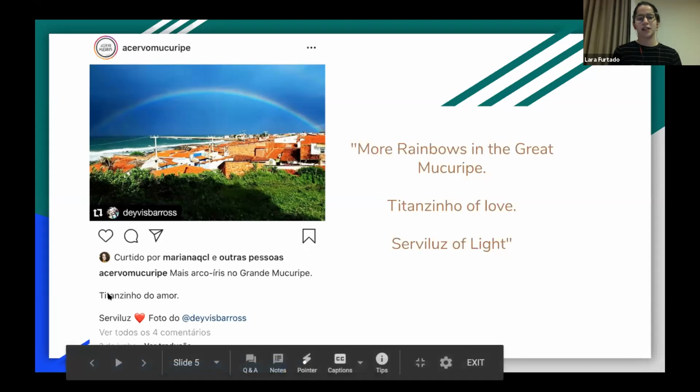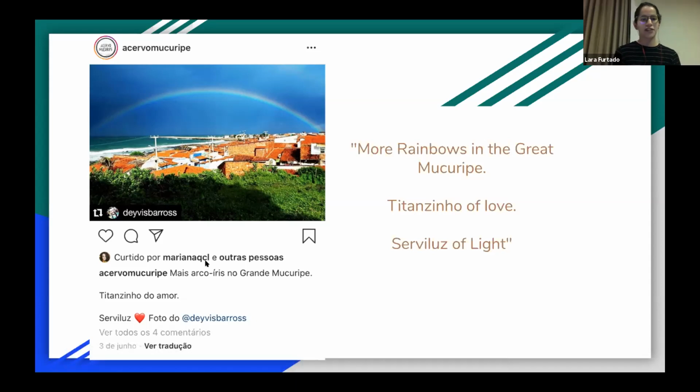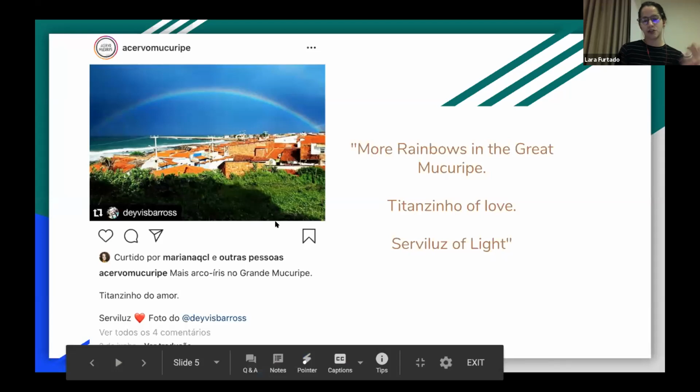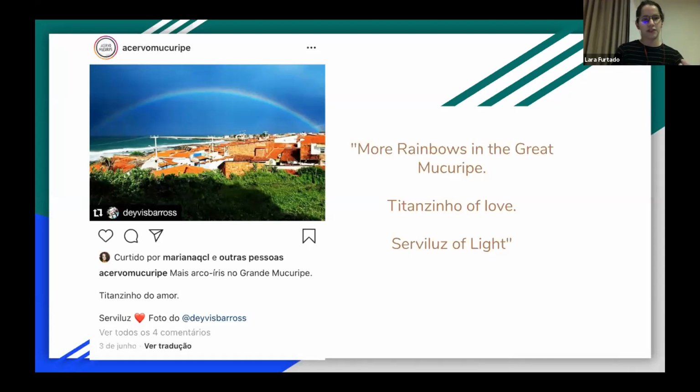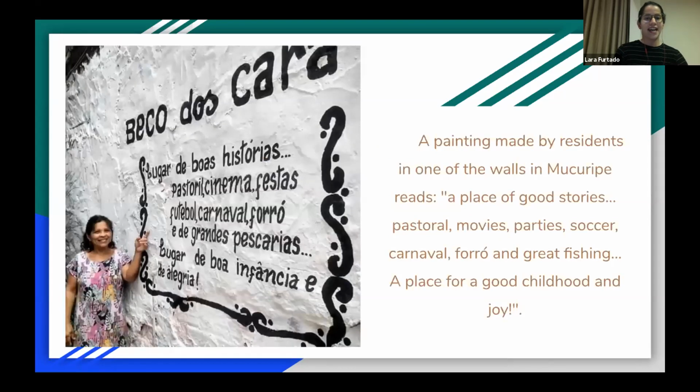So you can see the Greater Mucuripe encompasses several different settlements with different names. One of them is Chitanzinho, so they say Chitanzinho of love, and one of them is Serviluis, so they call it Serviluis of light, right? There's a lot of positive imagery, and they're highlighting all the time the assets that this neighborhood has and the connection to the natural environment, such as the ocean. They promote a lot of interventions for beautification and storytelling, right? This painting talks about a place of good stories, movies, parties, soccer, carnival, football, and fishing. So there's always this connection to the ocean, right?